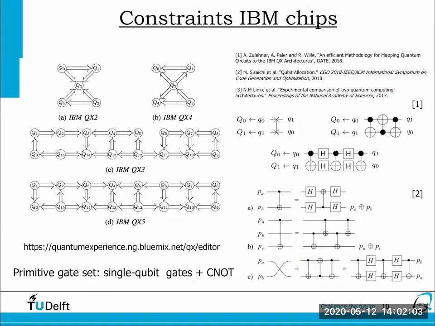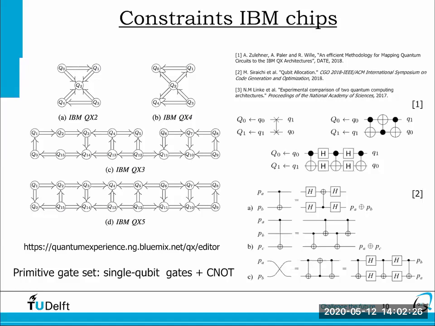Now, what are those constraints? So far, I've been focusing only on the connectivity constraint. Here you can see the layout of the coupling graph of different IBM chips, in which again the circles represent the qubits, and the arrows the possible interactions between them.